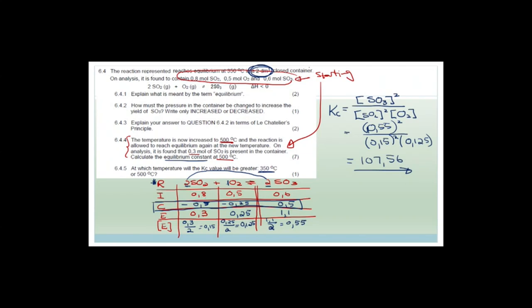will the Kc value be greater, at 350 degrees Celsius or 500 degrees Celsius? And do you remember at the beginning, I said, look at this, delta H is negative. And what did that mean? That meant that the forward reaction was exothermic. So the forward reaction does not like heat. So which way do you think it'll work? The one that's going to be better is going to be the 350 degrees Celsius because it's going to be cooler. So the Kc value will be greater at 350 degrees Celsius. There you go.